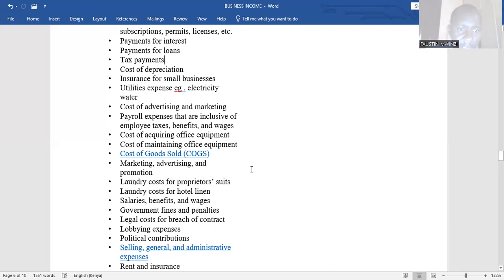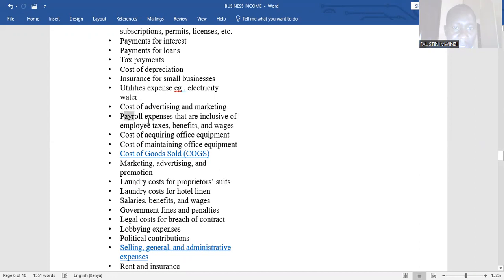Let me give you answers. Cost of advertising and marketing is allowable because, let's start with electricity, it's a cost that we incur wholly and exclusively. The first step is to check whether it is incurred wholly and exclusively. Next, cost of advertising and marketing is incurred wholly and exclusively. You are not advertising for your benefit, you are advertising for the business.